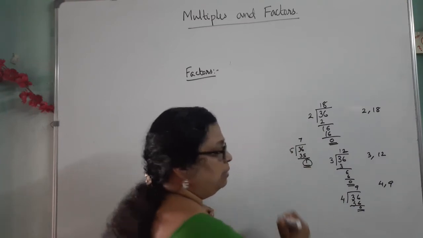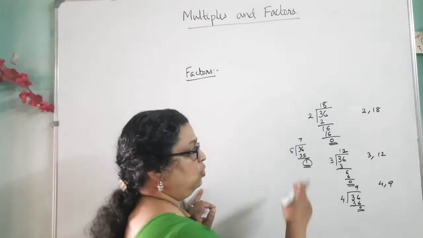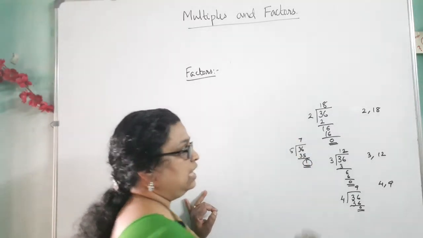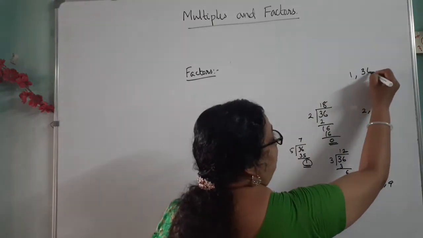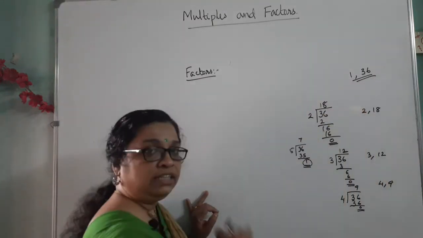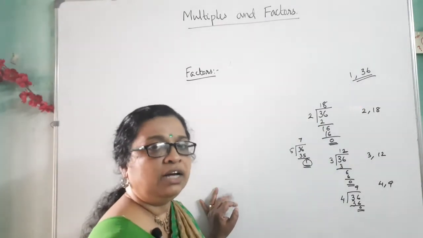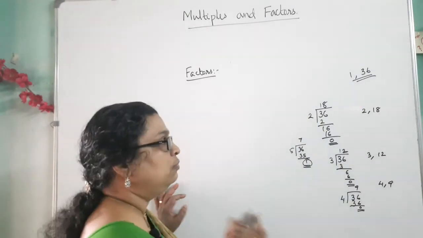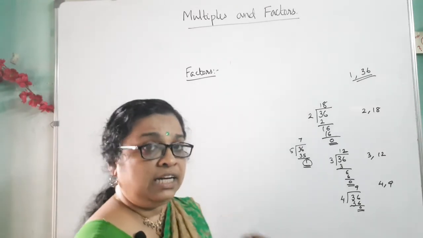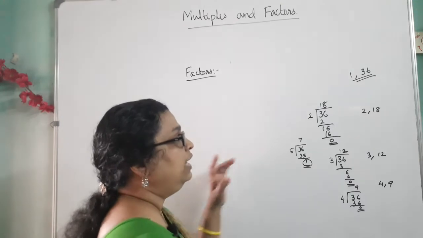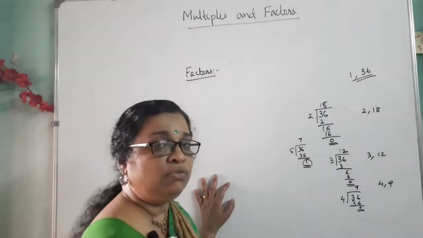When we get a remainder other than 0, it is not a factor. So 7 and 5 are not the factors. And the number 1 and 36 are the factors of 36. That is, 1 and the number itself are the factors of every number. So we take any number, we can immediately write 2 factors, that is 1 and the number itself.